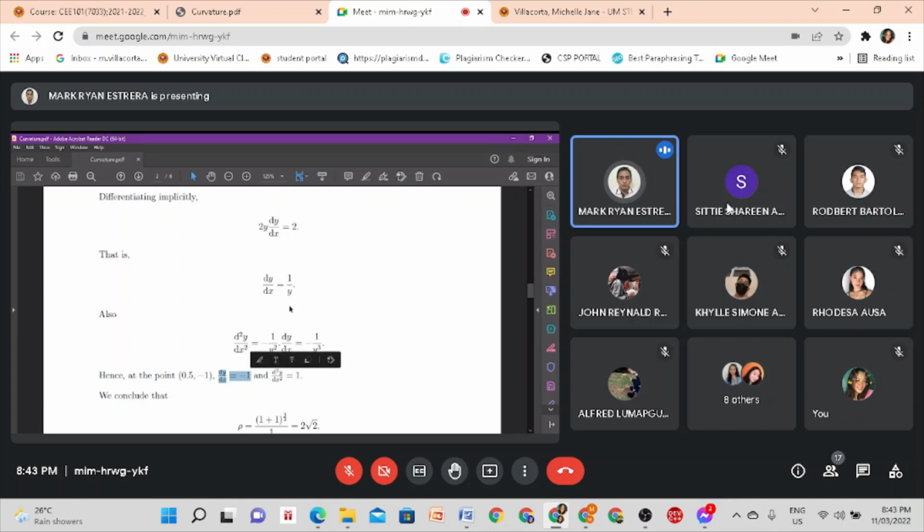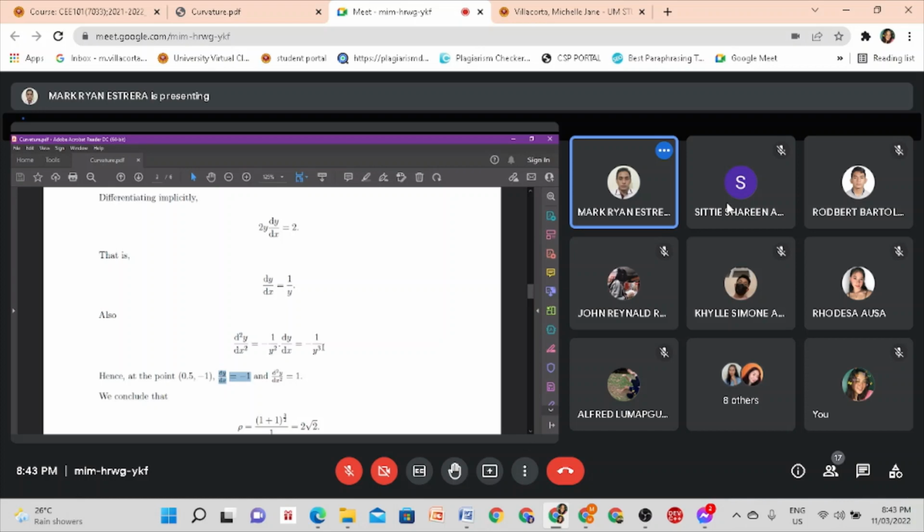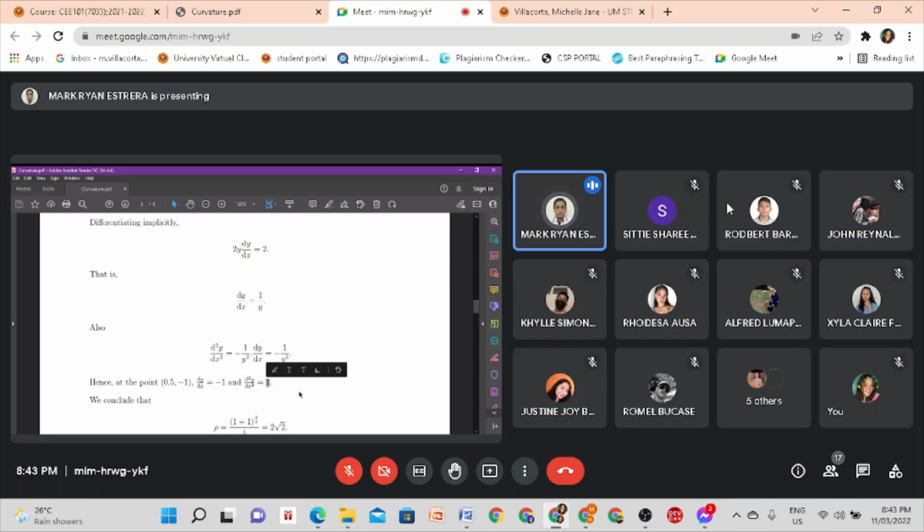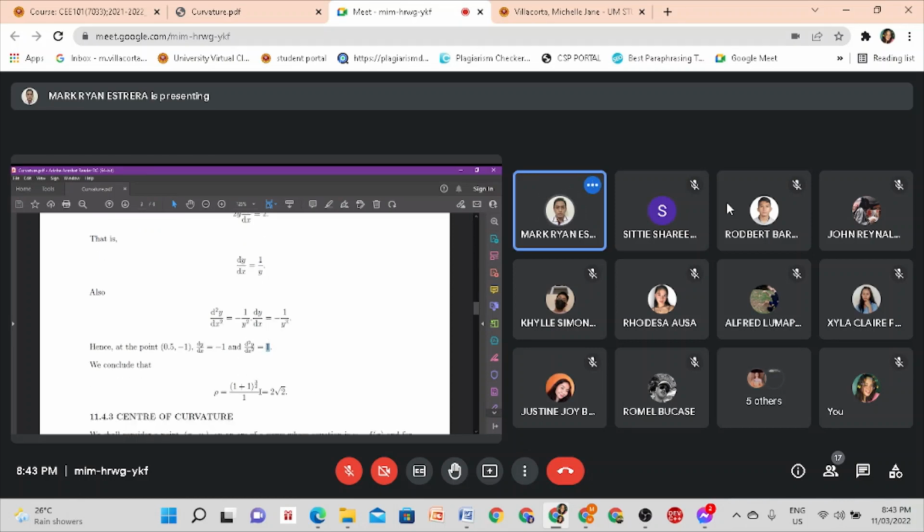Aside from the equation, let's go back. And then, what about d squared y over dx squared? So we have this -1 to be divided by (-1) cubed, or -1 cubed rather. So it will yield a value of 1. So that is where the interchange matters, so that your answer will not be wrong.